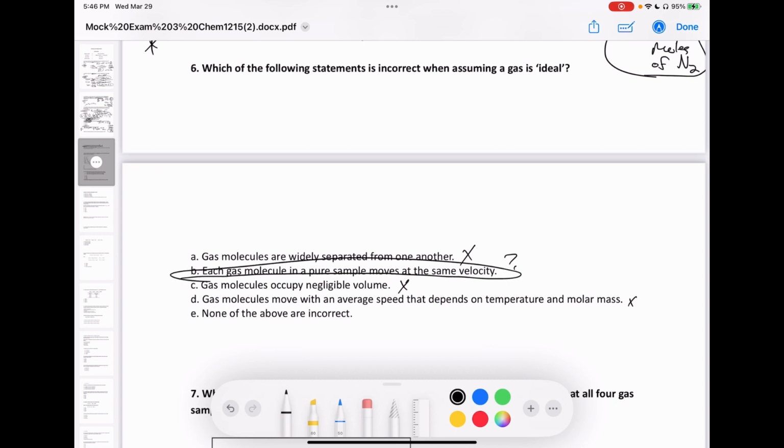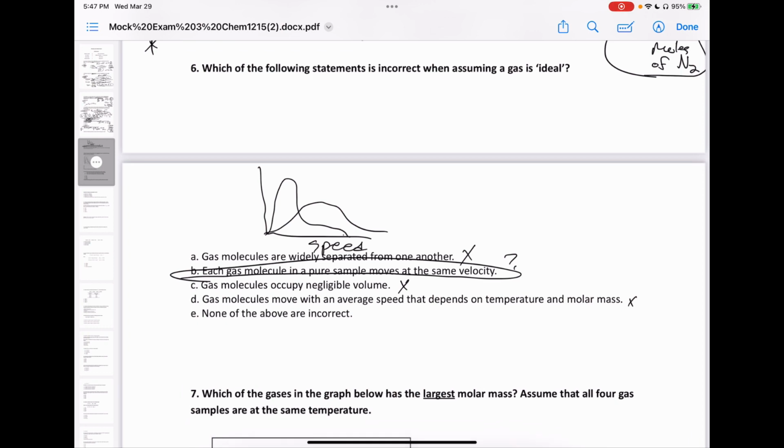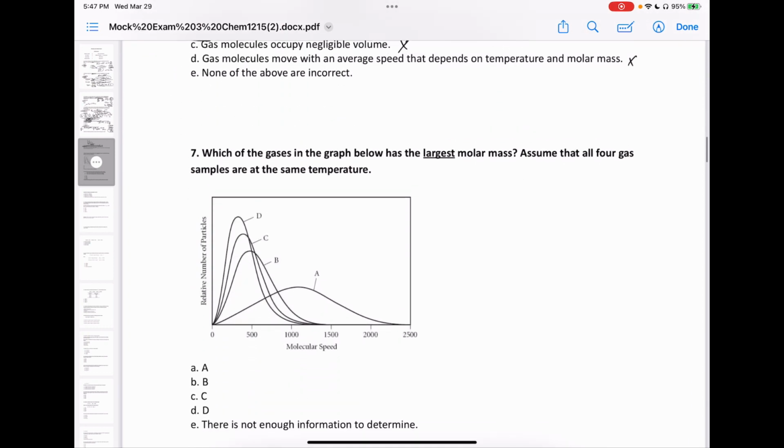We saw distributions of it in class, the Maxwell-Boltzmann distribution of gases, and this answer choice B says that each gas molecule in a pure sample moves at the same velocity, and we know that's not true because we've seen the distributions, right? And we know that it's going to look something like this, and this is going to be speed on the bottom. So we know very obviously just by reading the axes that that's not the same speed. They're spread out, so it can't be that one. And that is the incorrect assumption. Oh yeah, look, it's just what I wrote.